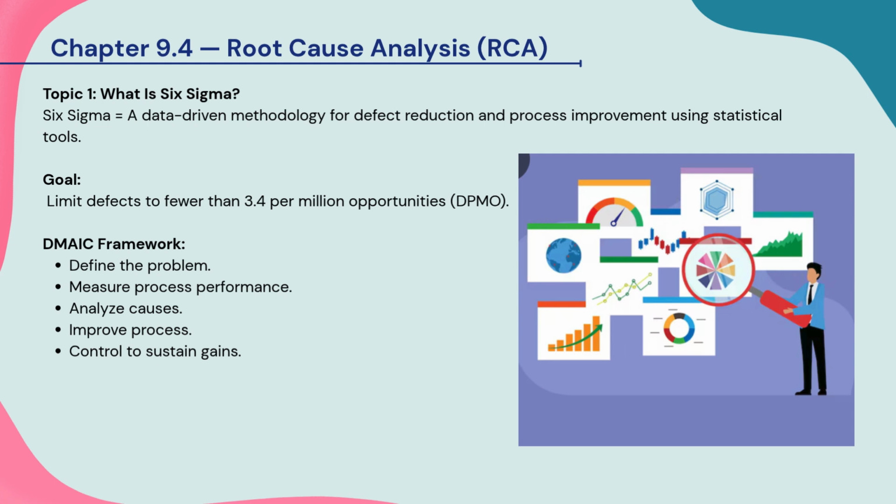Topic 1. What is Six Sigma? Six Sigma is a data-driven methodology that helps reduce defects and improve processes. It uses statistical tools to understand variation and eliminate errors. Goal: the aim is extremely high performance, fewer than 3.4 defects per million opportunities. DMAIC framework: Six Sigma follows the DMAIC cycle: define the problem, measure the current performance, analyze to find root causes, improve the process, and control to maintain results. This ensures improvement is both structured and sustainable.